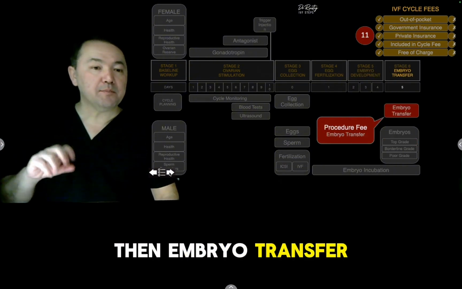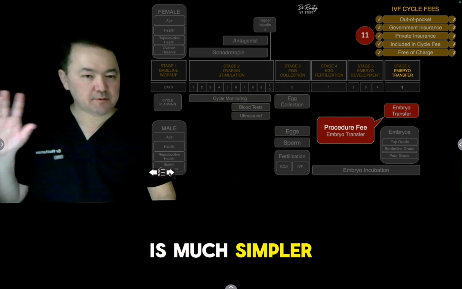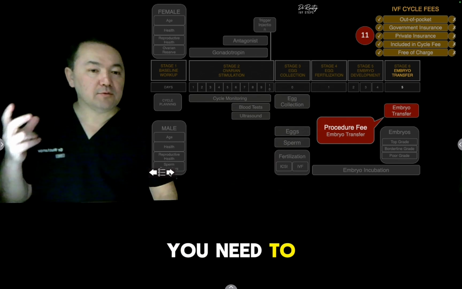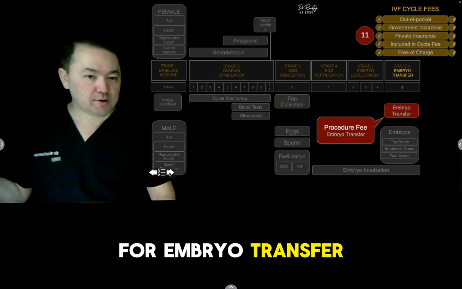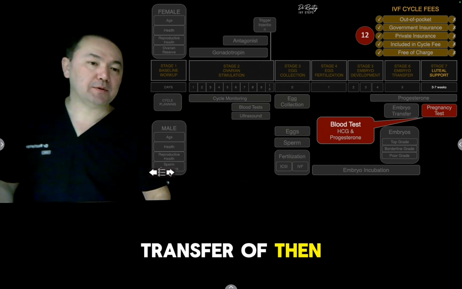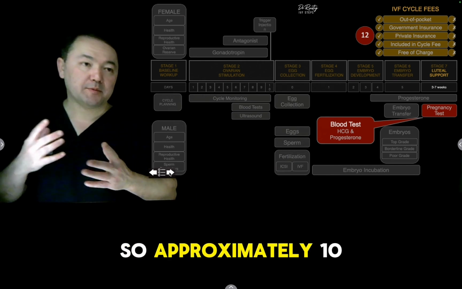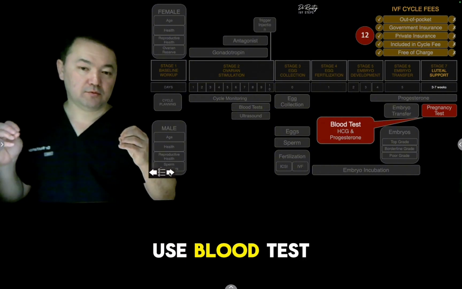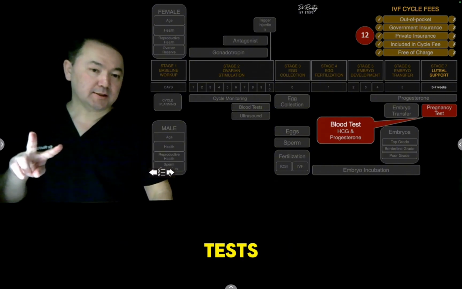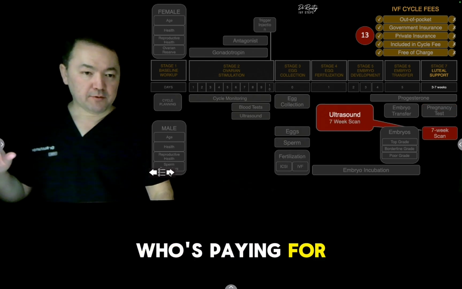So then embryo transfer is the second procedure. It's a much simpler procedure than egg collection. You don't need anesthetic for that. So again, you need to find out if there's an additional fee for embryo transfer. Then after embryo transfer, you do a pregnancy test. Approximately 10 days after embryo transfer, you use a blood test to check your pregnancy. Usually you do a couple of pregnancy tests. So again, you need to find out who's paying for that and how much it is.